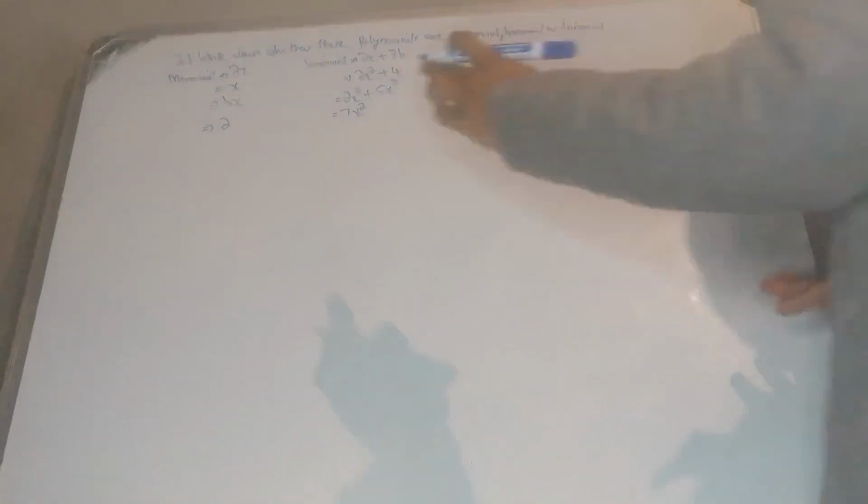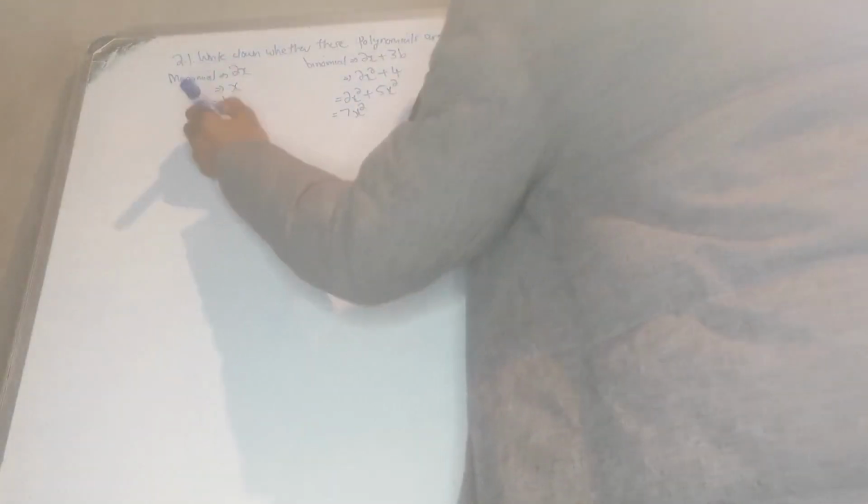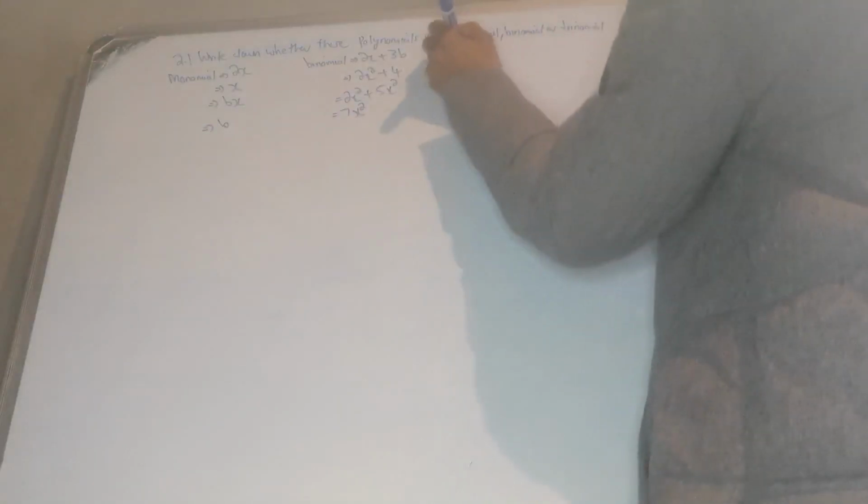Please do not be deceived. 2 does not have any alphabet. It's a monomial. It's a constant. Any whole number is a constant as long as it's not an alphabet letter. A single letter like x or b is a monomial. And then we have a trinomial.